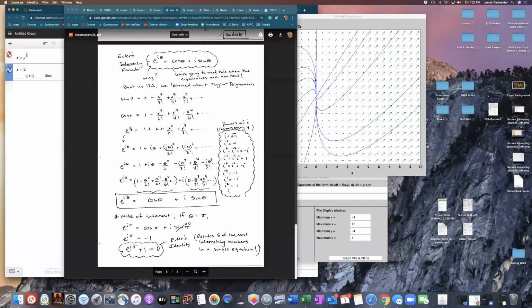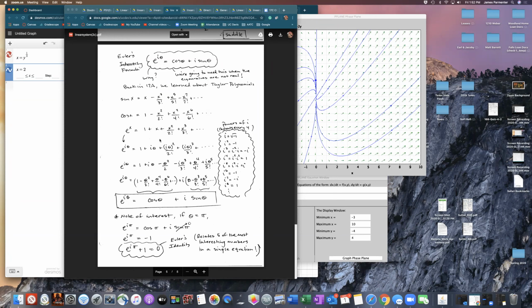So then e to the i theta, instead of x, is 1 plus i theta, plus i theta squared instead of x squared over 2 factorial, plus i theta cubed over 3 factorial, etc. But the i's are the imaginary number i. And so i squared is just -1, and i cubed is just i squared times i, which is -1 times i.